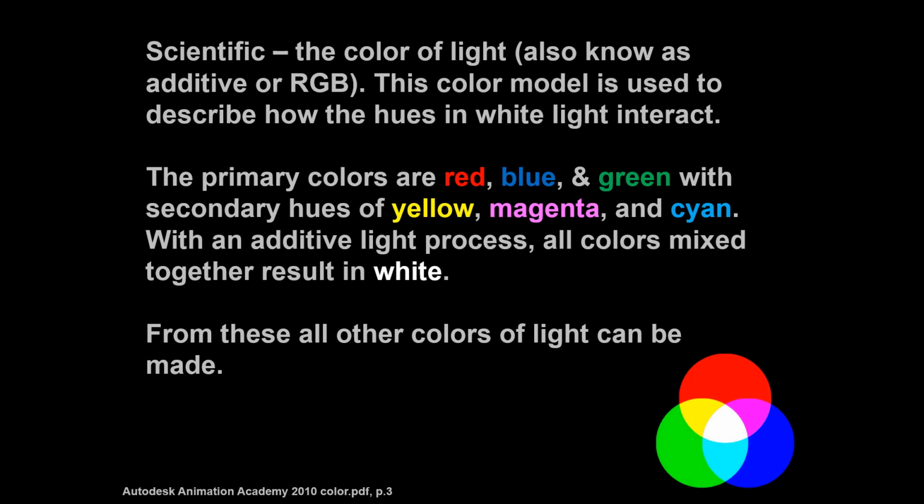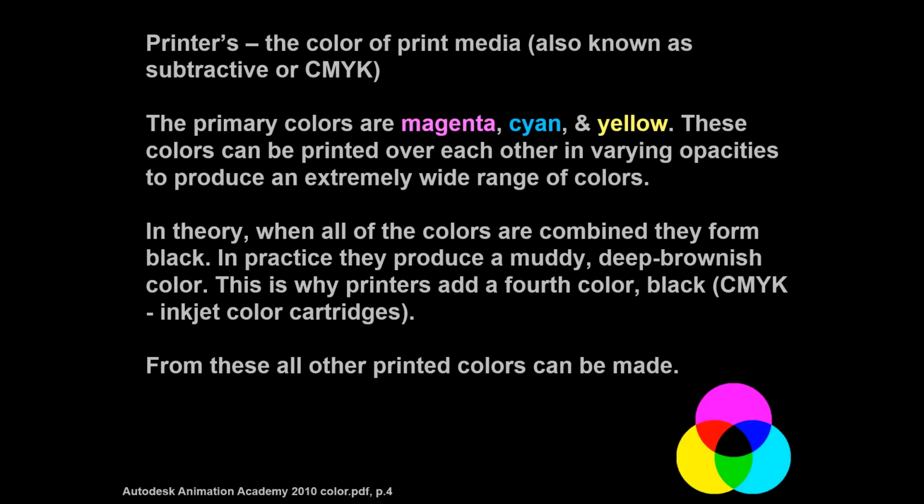Our monitors have this. That's why we have R, B, and G settings when we work on graphics on our monitors. Printer's color, however, the color of printed media, is subtractive, or CMYK, because the primary colors are magenta, cyan, and yellow. When you print these colors over each other, they theoretically make black, but in reality, it becomes a muddy brown. And so we usually have black as another color.